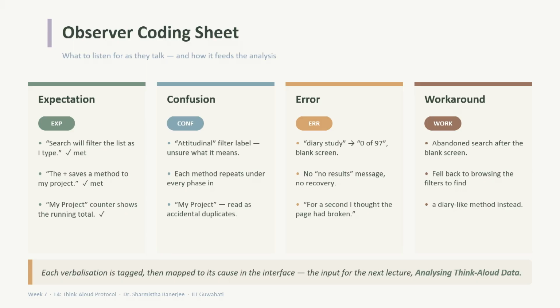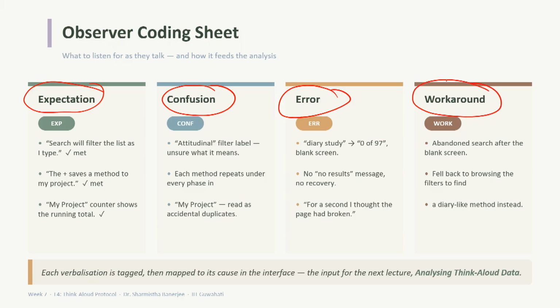So now that you have gone through the whole session, you can clearly see that a certain degree of pauses are allowed. In order to condense the whole session, I have allowed much smaller pauses, but in practice you can allow little longer pauses as well. Now once this whole session is complete, I will create the observer coding sheet. So I need to map it down onto 4 different parameters: expectations, confusions, errors, workarounds.